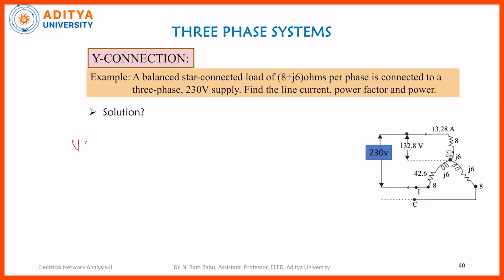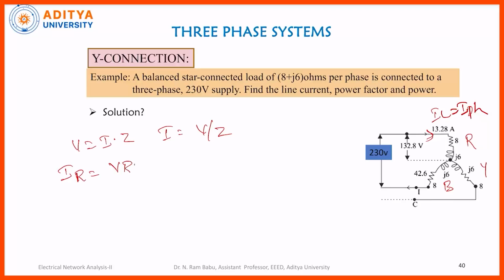we all know that voltage is equal to current into impedance, right. Therefore, current is equal to voltage by impedance. So, here see, let this be line current or phase current, okay, and this side will be R phase and this will be Y phase and this will be B phase. Therefore, IR is equal to, see, what will be the voltage across here? VRN divided by ZRN.